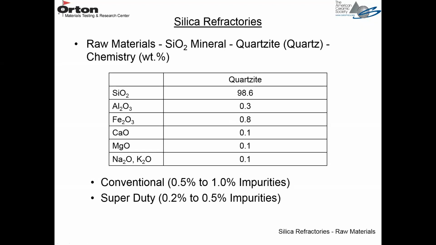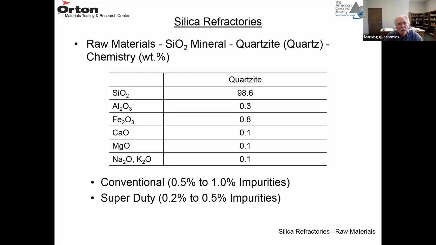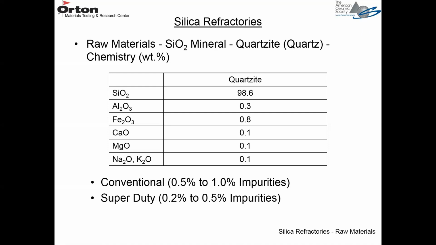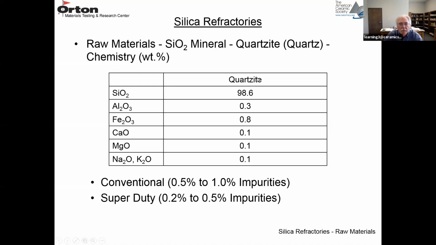The raw material for a silica refractory is quartzite. It's just an SiO2 mineral. And this is the chemistry for quartzite. About 98.6% SiO2, and then the various impurities in small concentrations. Al2O3, alumina. There's an iron oxide, Fe2O3, calcium, CaO, magnesium, MgO, and some alkali, Na2O and K2O.